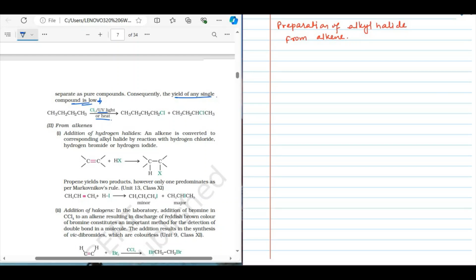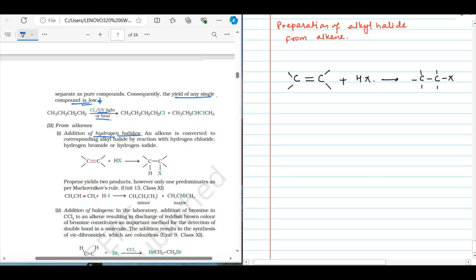With the reaction of halogen halide, means haloacids. So let's take an example. Here, this is the general example. Alkene means carbon-carbon double bond, and these are the other valencies of the carbon. When it reacts with HX, it forms C single bond C. At any of the positions, halogen can be attached, and the rest of the positions will be satisfied by the hydrogens or any other compound.